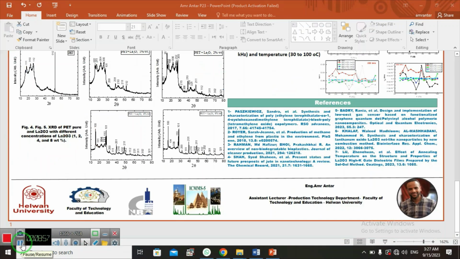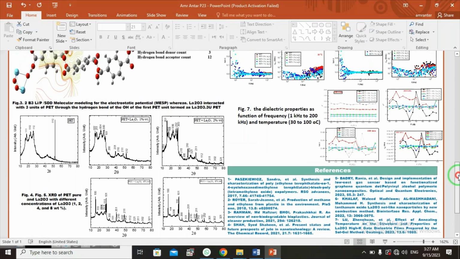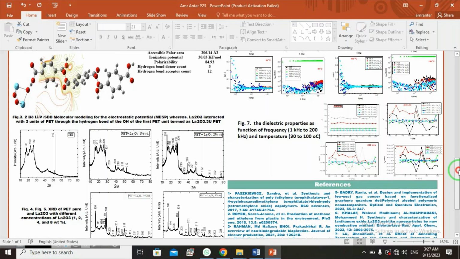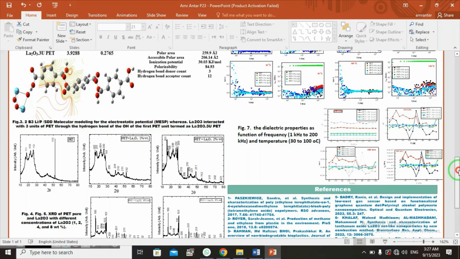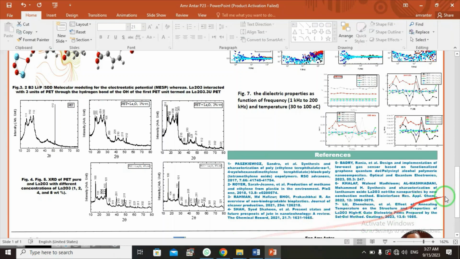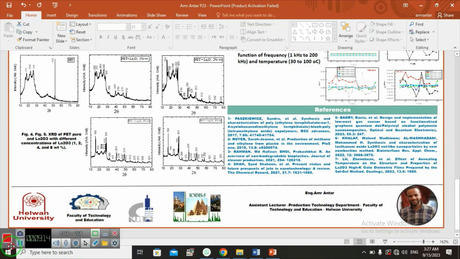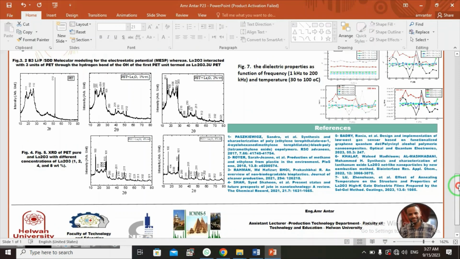The AC conductivity versus frequency is plotted in figure 7D. The AC values are enhanced only for the sample with 0.4 wt% of La2O3. The value of the conductivity increased from 10⁻⁶ to 10⁻¹ for the 0.4 wt% La2O3 sample. It seems that this concentration is the optimum value of La2O3 to be doped in the PET.